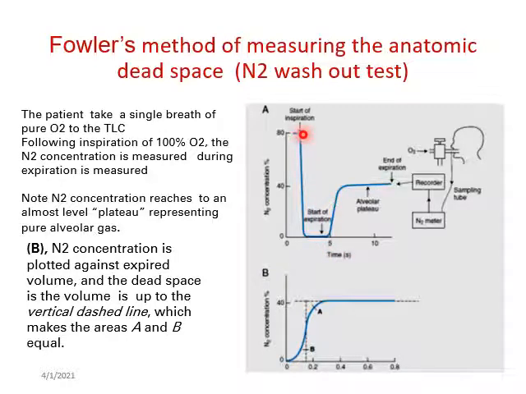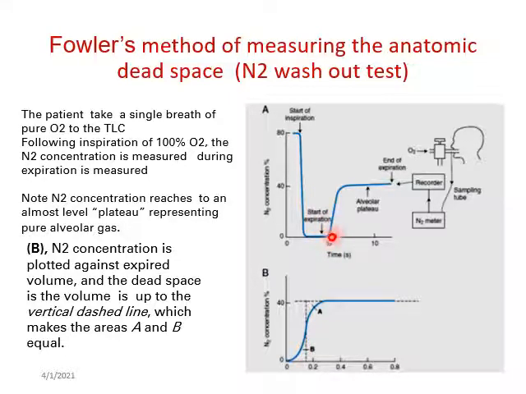So let's say that the person takes a deep breath to the total lung capacity. He's taking only pure oxygen, and he starts expiration right here. Now, we are recording the nitrogen concentration in the expired air at different times. This is the beginning of the test, and this is after 10 seconds. So what's going to happen here is that the nitrogen concentration is very low initially, then it starts to go up and then it plateaus. At this point, the nitrogen that's coming out reflects the nitrogen concentration in the alveolar air. Whereas early on, you can see the concentration of nitrogen is pretty low, because we are taking pure oxygen with no nitrogen, so most likely this expired air is coming from the dead space.